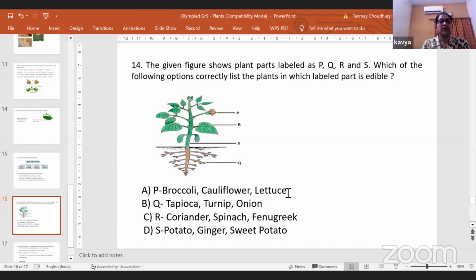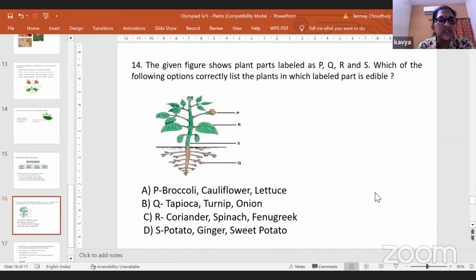Lettuce, the part of lettuce which we eat is the leaves of lettuce. In salad, we put those huge lettuce leaves. So lettuce is not a flower which is edible. Now B, Q is tapioca. Tapioca is a root and it is found in tropical countries and has a lot of starch in it.